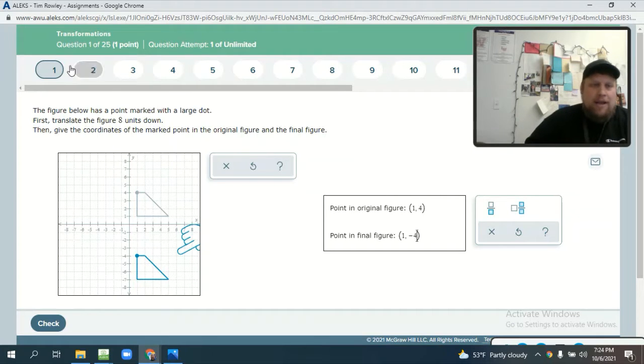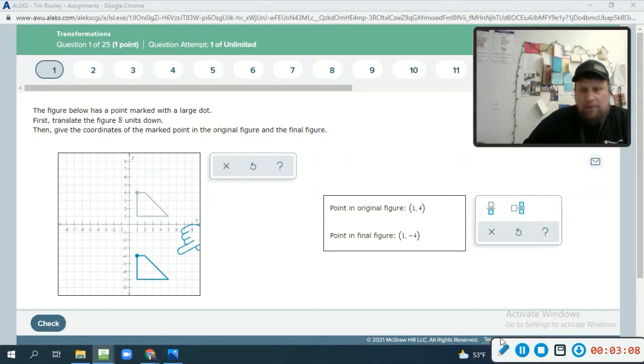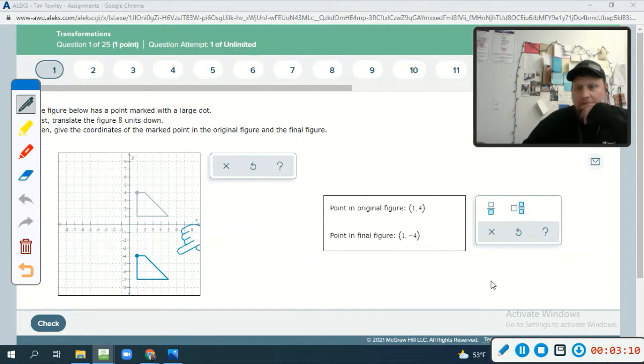I want you to think about it. If the original, let me get my controls up here. If the original point was 1, 4, and we are moving 8 down, we're only affecting the vertical or the Y, right? The up and down. So because of that, we would subtract 8 from that 4. And what's 4 minus 8? It is negative 4 because we were just translating down, all right?